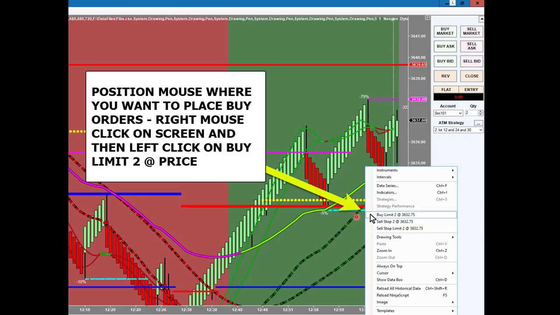To generate a buy or sell, either one, you're going to just right click with your mouse on the screen and then you're going to hit buy limit at whatever the price is. You're going to do the same if you're selling. If you put your mouse up here and you right click and hit sell limit at, but that's really what we want to do to get our orders in the market initially.